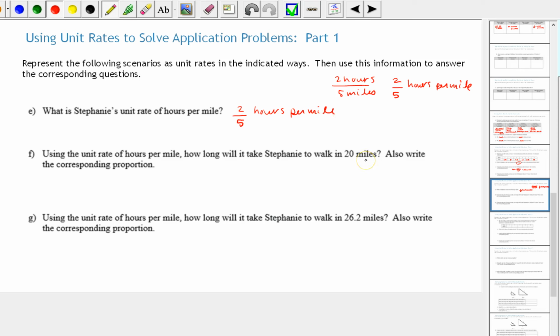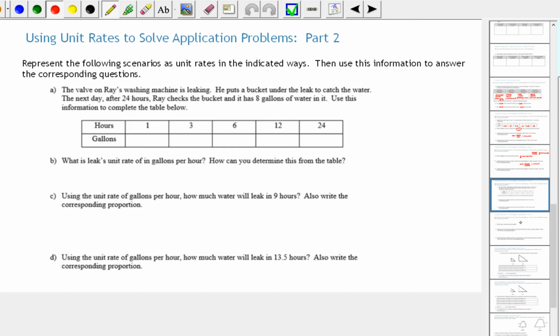So she wants to walk 20 miles. Well, it's 2 hours. I just put 5 miles down here. Or you could put 2/5 hours per mile. That would probably make it messier. And then we get that it would take 8 hours. And then this would be a marathon, and the same idea.